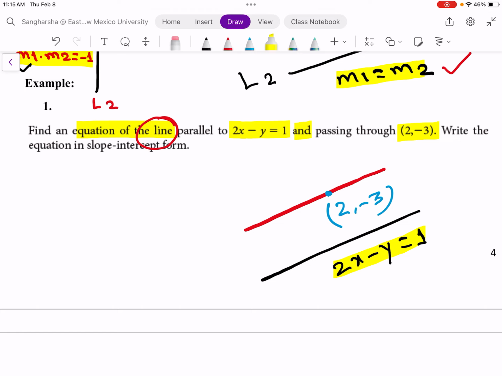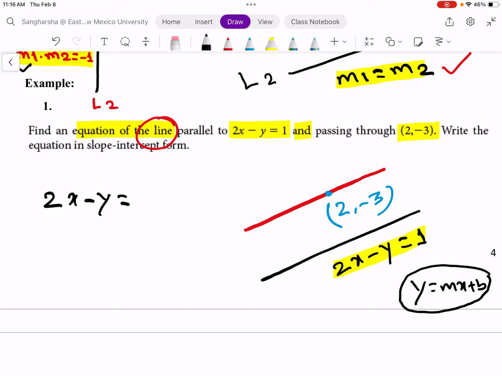Yes, so if you are given an equation of a line, in order to find the slope, we rewrite this equation in slope intercept form. Slope intercept form means we rewrite this line in y equals mx plus b form, or we are solving this equation for y. So our equation is 2x minus y equals 1. We solve this equation for y. Solving for y means you're going to make y by itself.